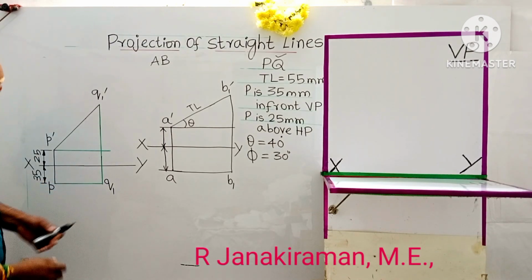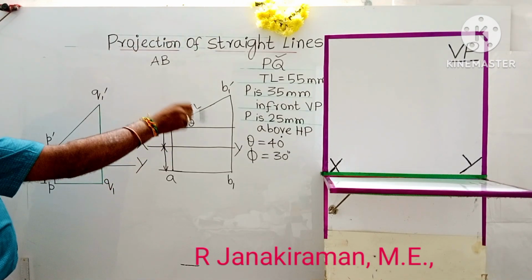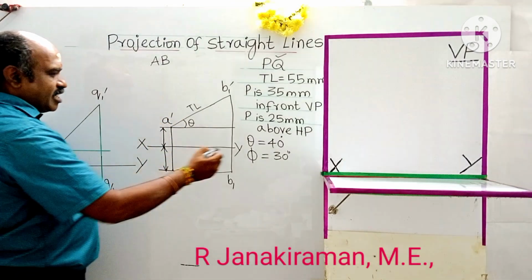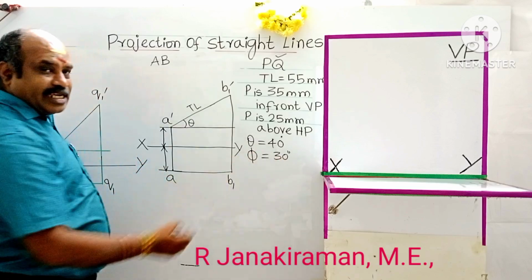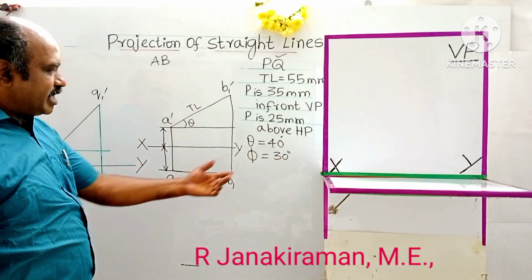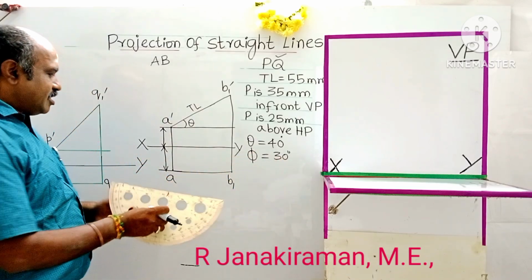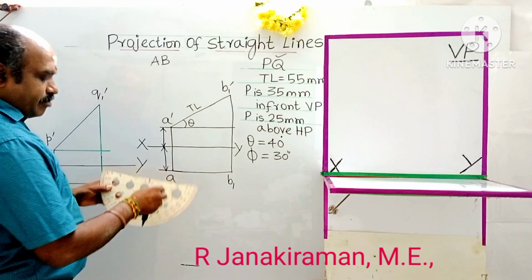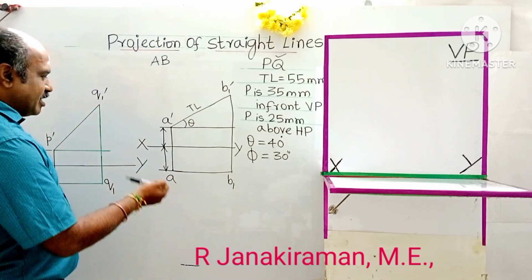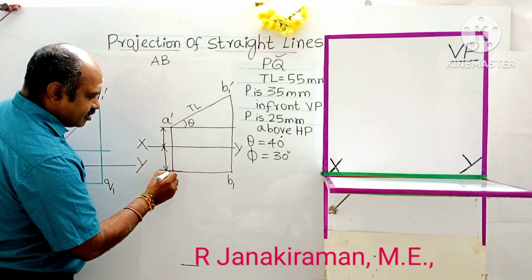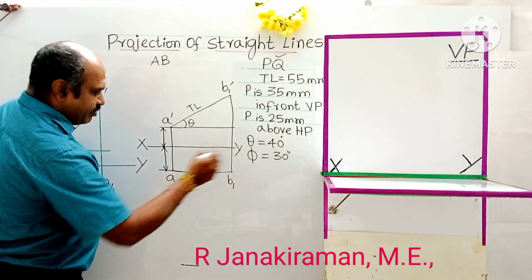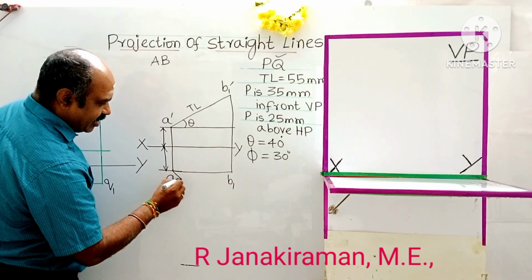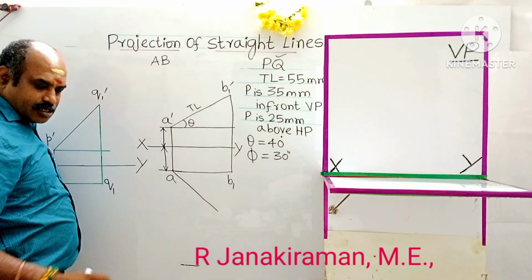Similarly, in this rough diagram, the angle of inclination with VP is given as 30 degree. 30 degree will always come below the XY line. Phi will come below the XY line. With A as a reference, draw and mark an angle. So before that, let us complete the rough diagram. Phi is the angle of inclination to VP, given as 30 degree. So 30 degree will come below the XY line. Understand?